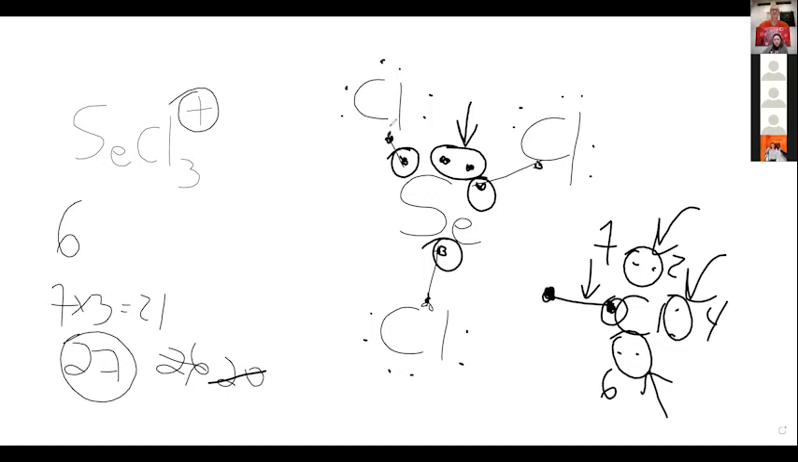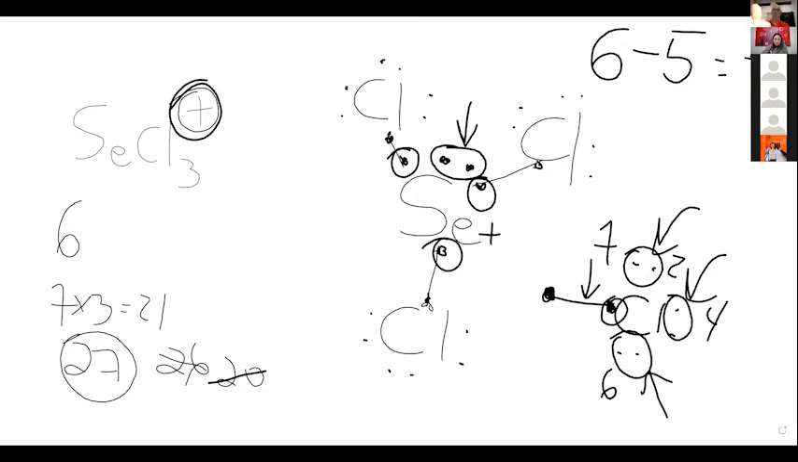How many valence electrons does selenium have as an atom? 6. And it only has 5 as a member of this molecule, for a difference of +1. And so there's a charge, and it's on the selenium. So that's where the charge comes from. It's on the selenium in the middle.